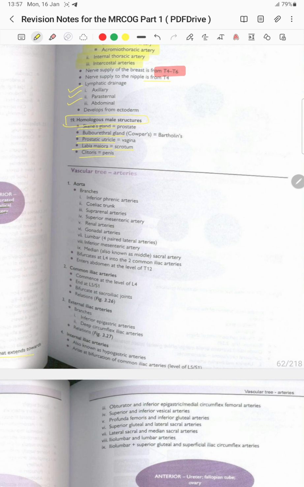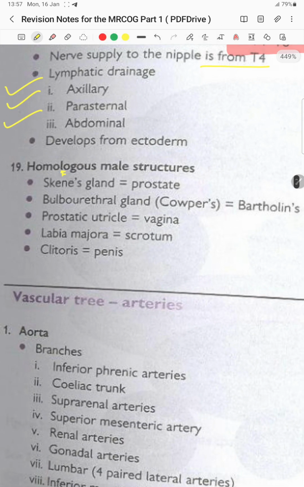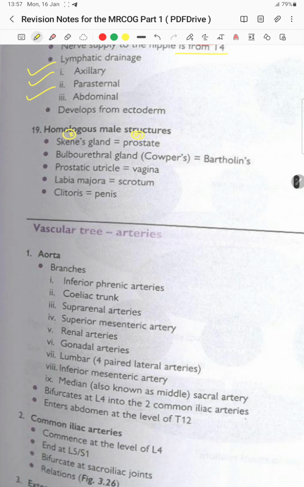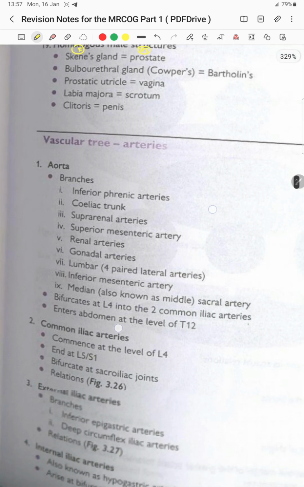Skene's glands are present in females, while the prostate is present in males. Here it is female, and here it is male. The Bartholin's gland is present in females, and the bulbourethral gland, Cowper's, is present in males. The prostatic utricle is in males, and the vagina in females; labia majora in females, and scrotum in males; and clitoris in females, and the penis in males.